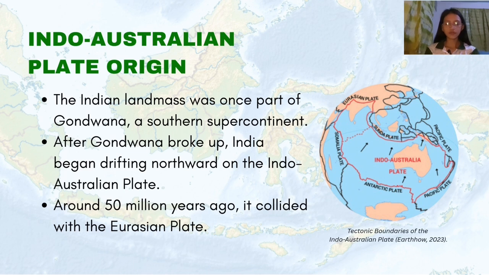Around 550 to 180 million years ago, Earth's continents were grouped into massive landmasses called supercontinents. One of these was Gondwana, which included modern-day South America, Africa, Antarctica, Australia, and the Indian subcontinent. Back then, India was located far south near the South Pole, sharing connections with Antarctica and Australia.